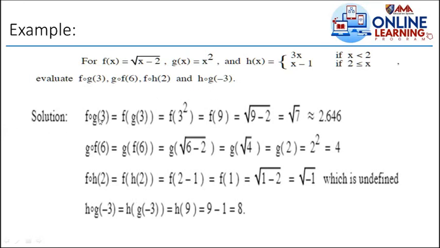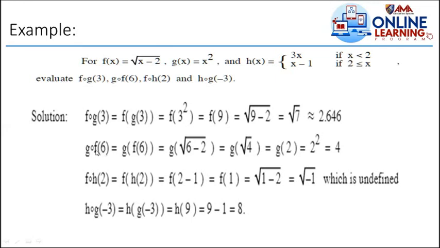F of g of 3. So ano yung value ng g natin? G is x squared. So since our constant value is 3, substitute po natin siya dito. 3 squared is equivalent to 9. So therefore, f of 9, then this is our equation ng f. So we have the square root of 9 minus 2. The answer is square root of 7, which is equivalent to 2.646. Next, we have g of f of 6.